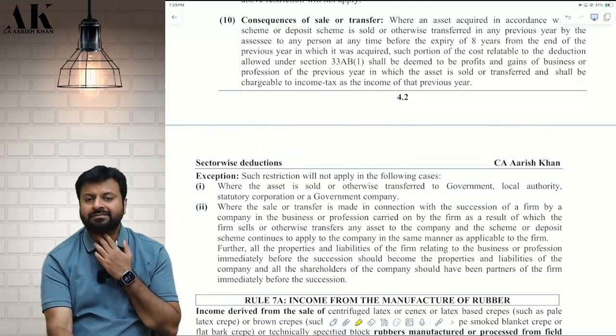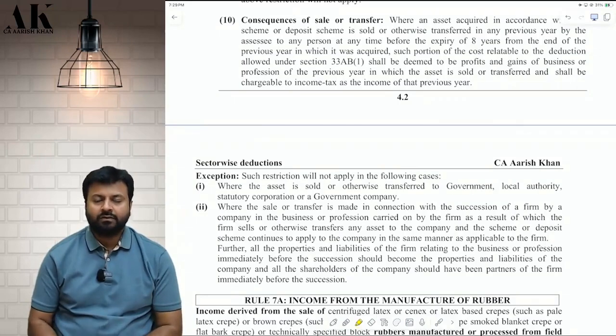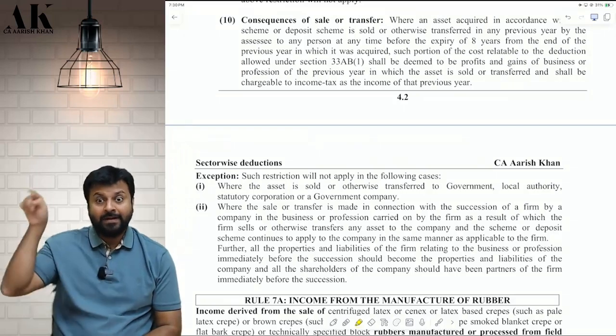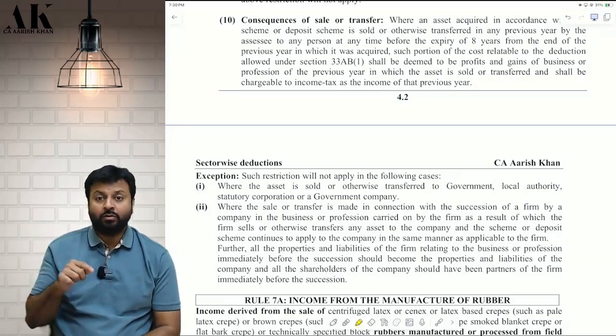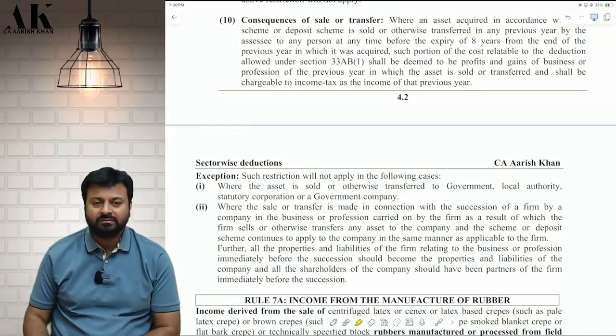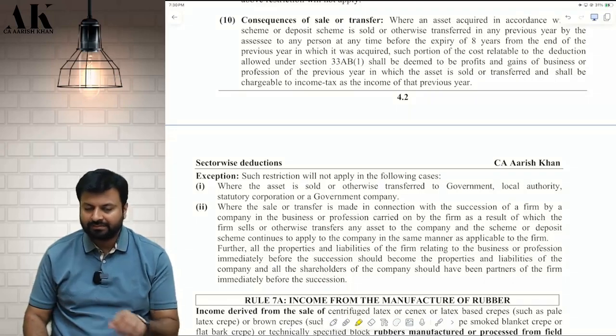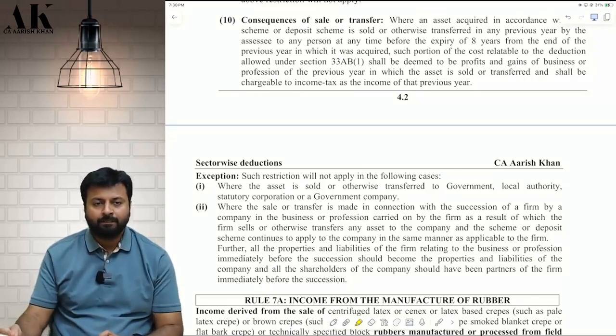Is it clear? From where is it starting? 8 years from the end of the previous year it will start. If I buy today, it will start from 1st of April 2025. Are you clear or not? Yes, sir.